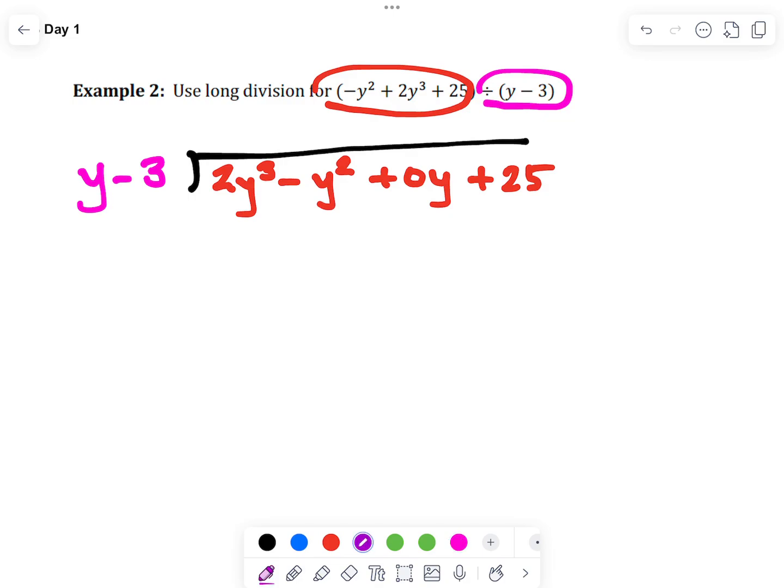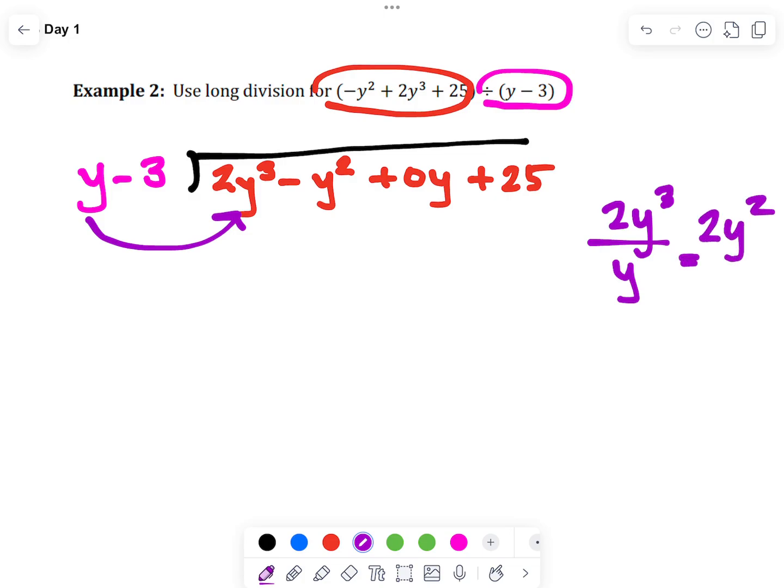All right, so we're going to say, how many times does y divide into 2y cubed? So off to the side, I'm just going to do that. So I'm going to say 2y cubed divided by y, and what we get is 2y squared. So that goes up on top.